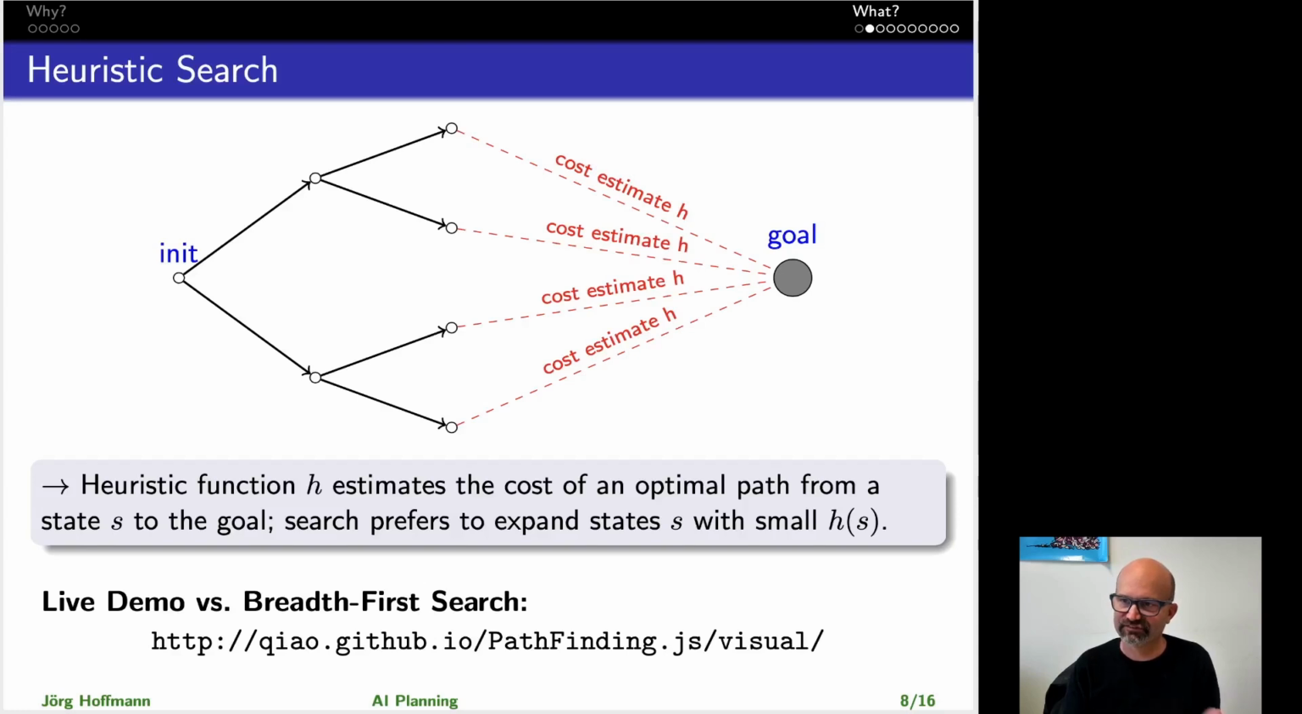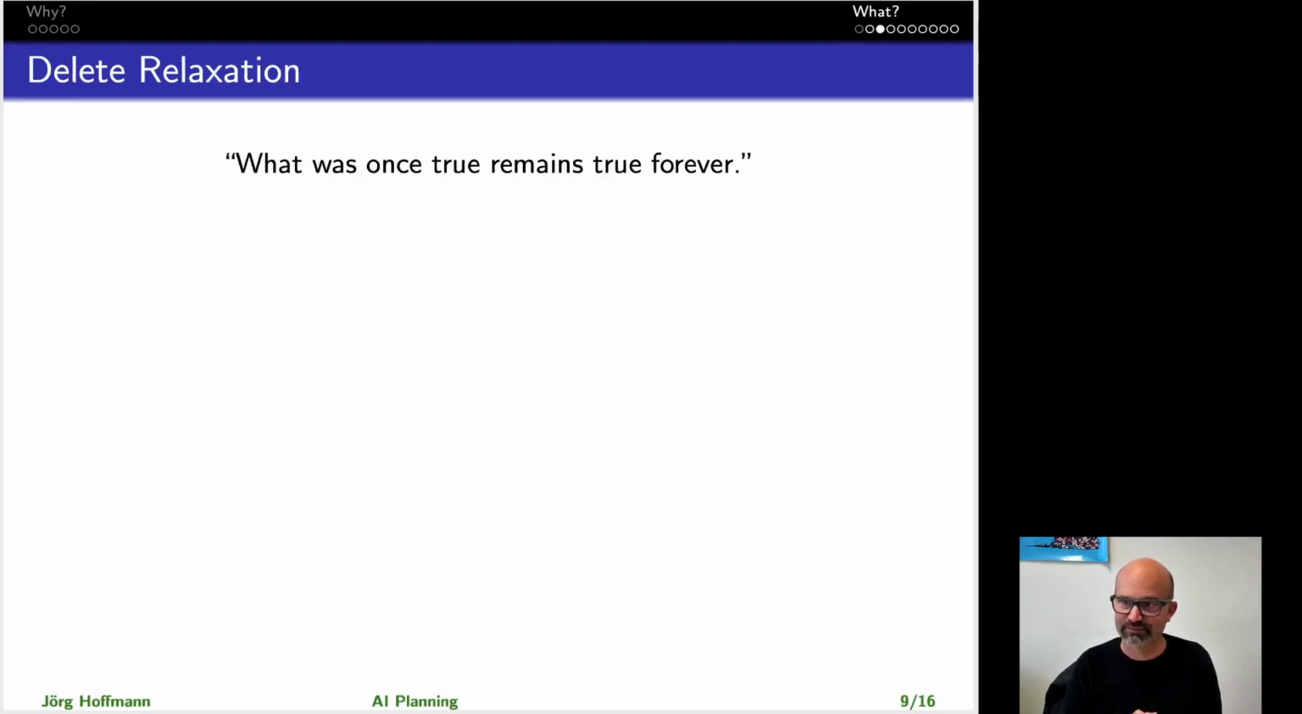The big question is, where do those heuristic functions come from? Because we have to create them fully automatically. We will see 4 principles in order to achieve this. One of those principles is the delete relaxation.